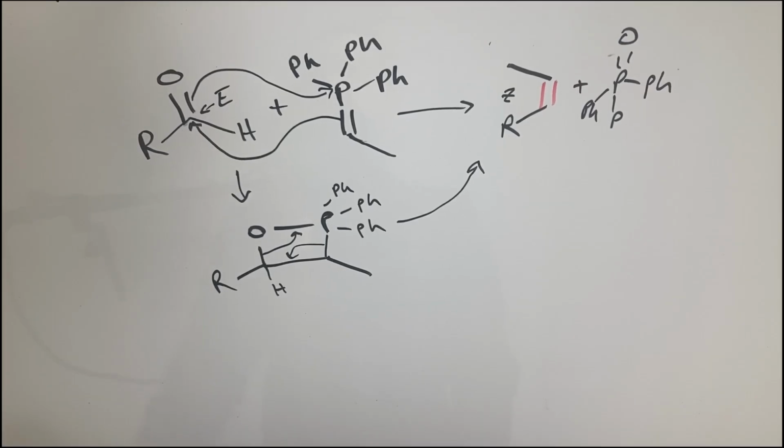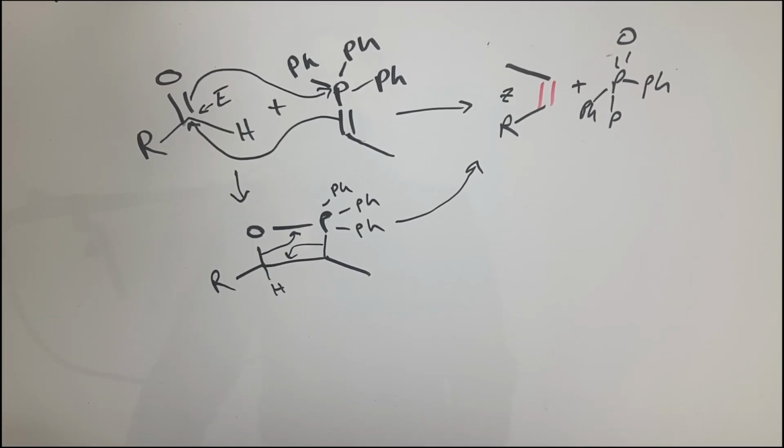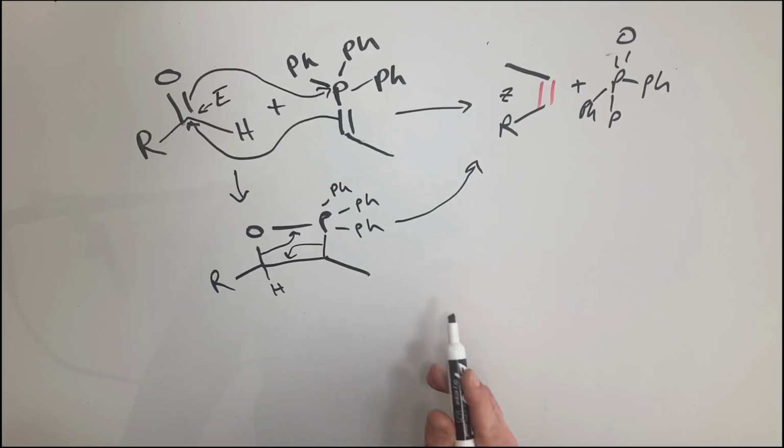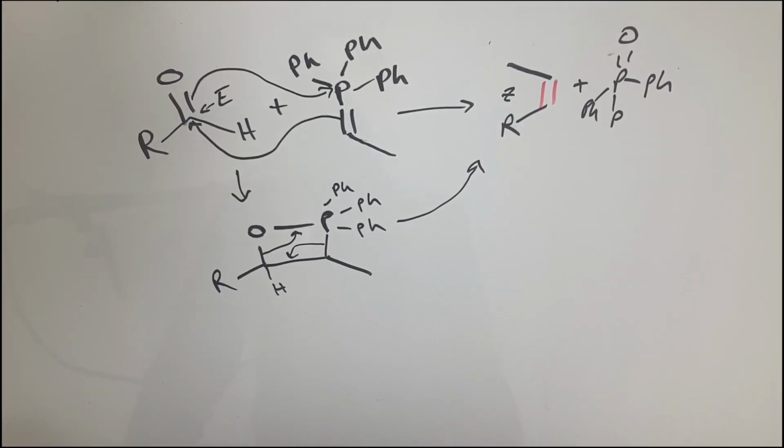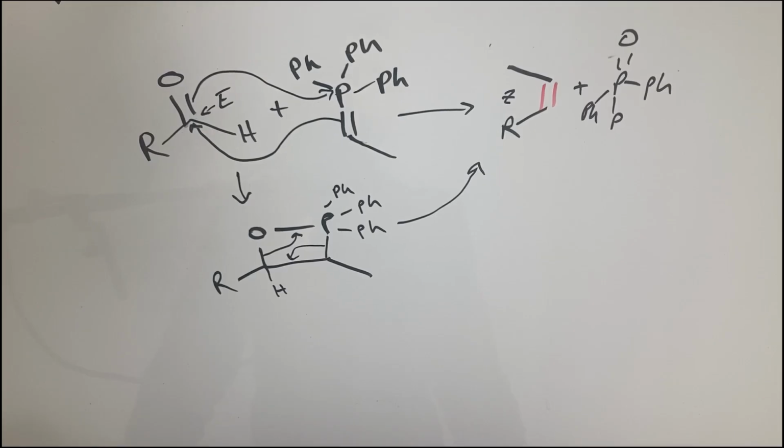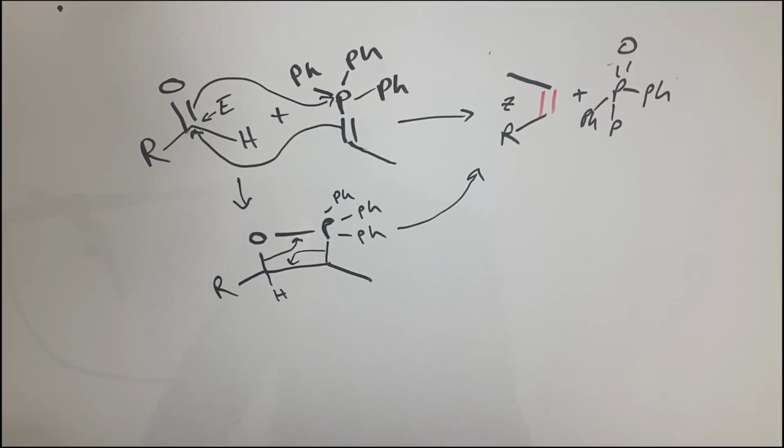And there's another, perhaps more well-known alternative to this reaction called the Horner-Wadsworth-Emmons reaction, where you use a stabilized phosphorus ylide. I'll do a video on that to cover the mechanism of that also. But that gives you the E alkene. So that's pretty much it for the Wittig reaction.